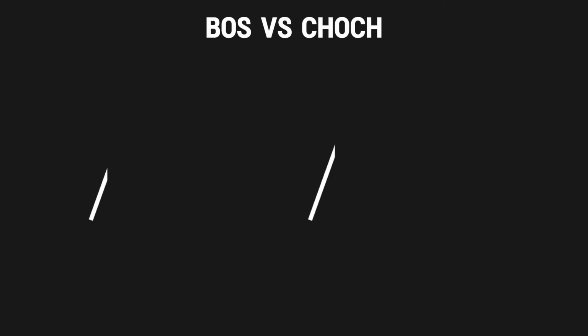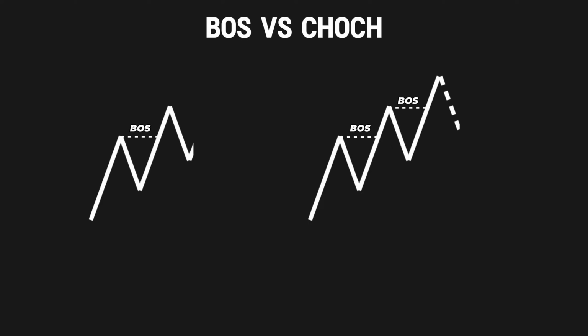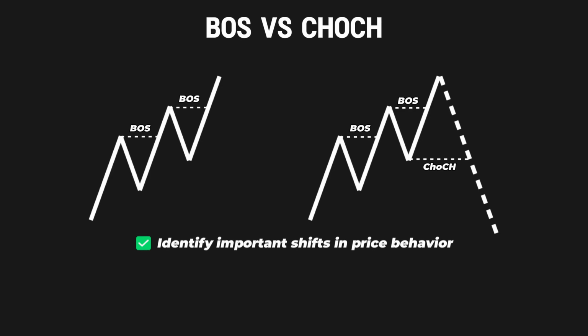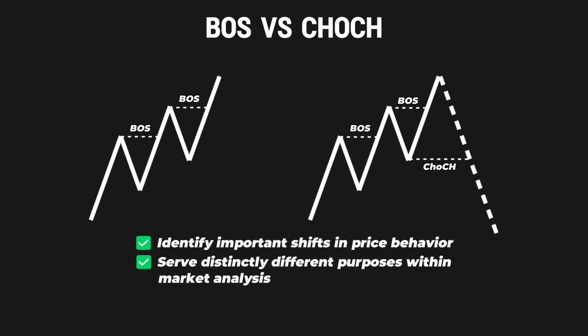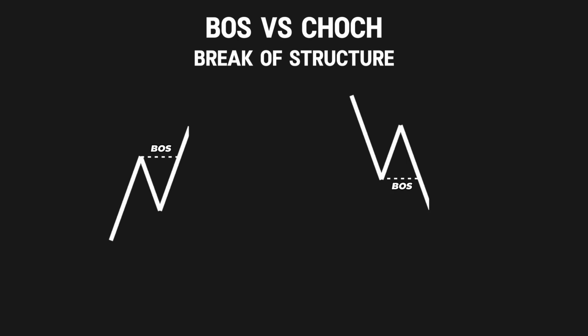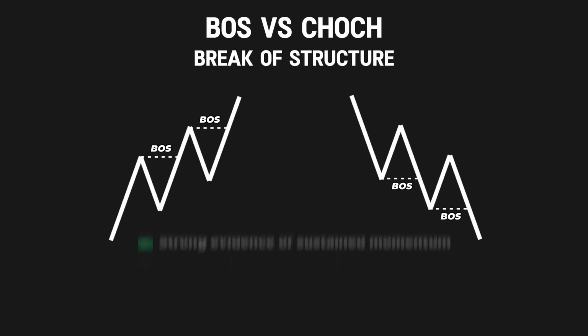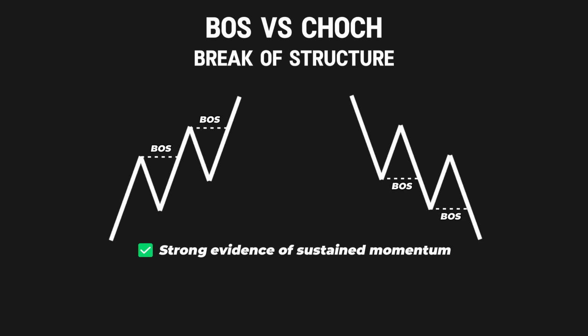To sharpen your analysis further, traders must clearly grasp the concepts of break of structure and change of character. At their core, both concepts help traders identify important shifts in price behavior. However, they serve distinctly different purposes within market analysis. A break of structure occurs when price surpasses a significant swing high or swing low, clearly indicating the continuation or confirmation of the existing market trend. It serves as strong evidence of sustained momentum, validating that the prevailing trend remains intact and likely to extend further.